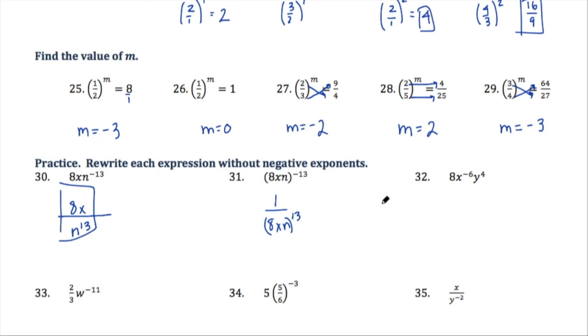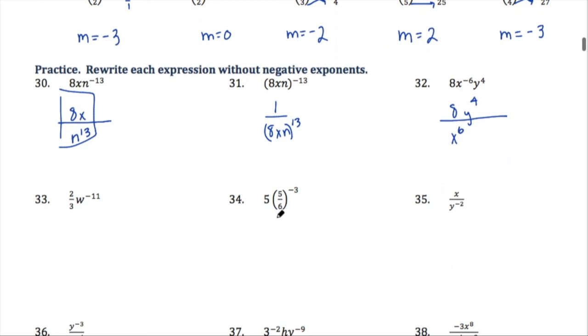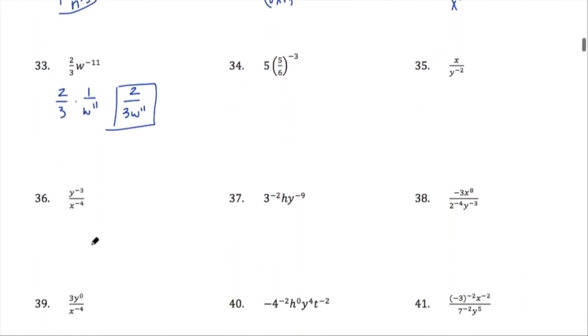All right, when I see 32, I'm going to draw my fraction line. 8 stays up top. X to the negative 6 moves to the bottom as x to the 6th. Y to the 4th stays up top where it originally was. Okay, let's do 33 just to make sure we're clear. We have 2/3, and then w to the negative 11th would be 1 over w to the 11th. So we're just going to clean that up a little bit and make that 2 over 3w to the 11th. So just multiply that fraction by the reciprocal of w to the 11th. So, okay, great.